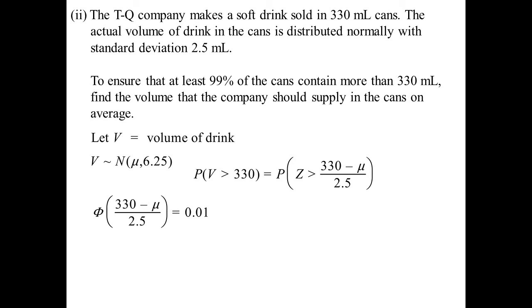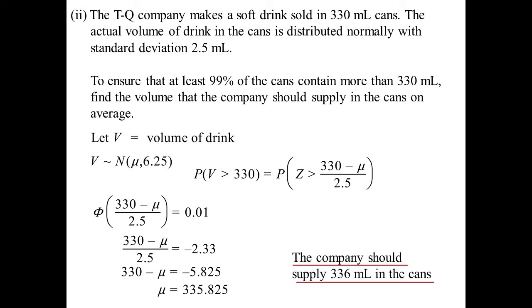So we just have to solve this equation. The number that gives us 0.01 is minus 2.33. Solving that, we get 335.825. So if we set up our machine, and instead of saying, hey, try and put 330 mils into every can, try and put 336 milliliters into each can, we should be okay. So we're going to try and put 336.